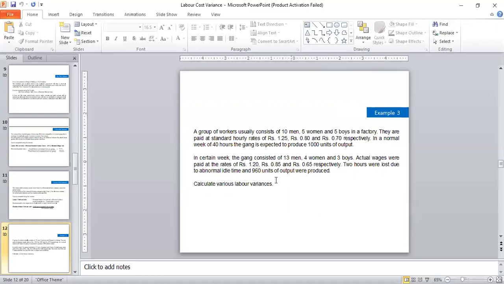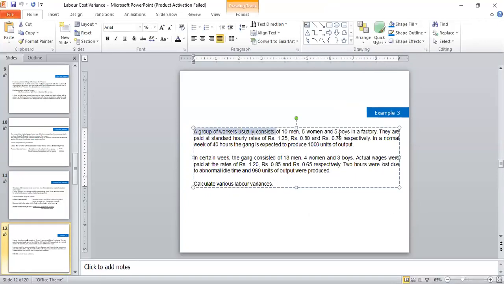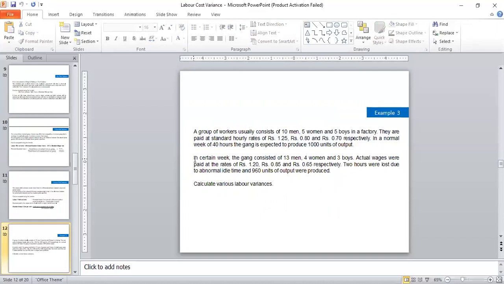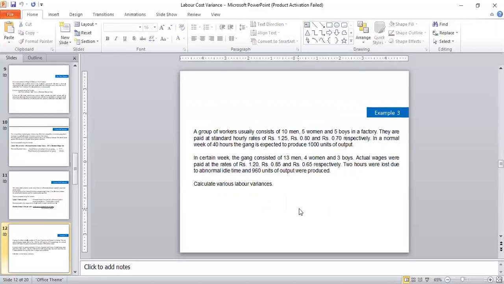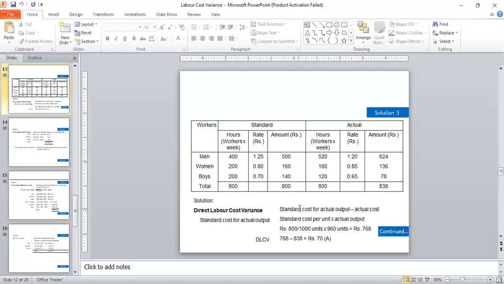We have written this example in two paragraphs. The first one shows the components related to the standard cost of labor, and the second one gives the actual expenses and the actual mix of labor. We have to calculate the various variances with the help of this example. Now, first we prepare a table of expenses related to standard labor cost and actual labor cost.